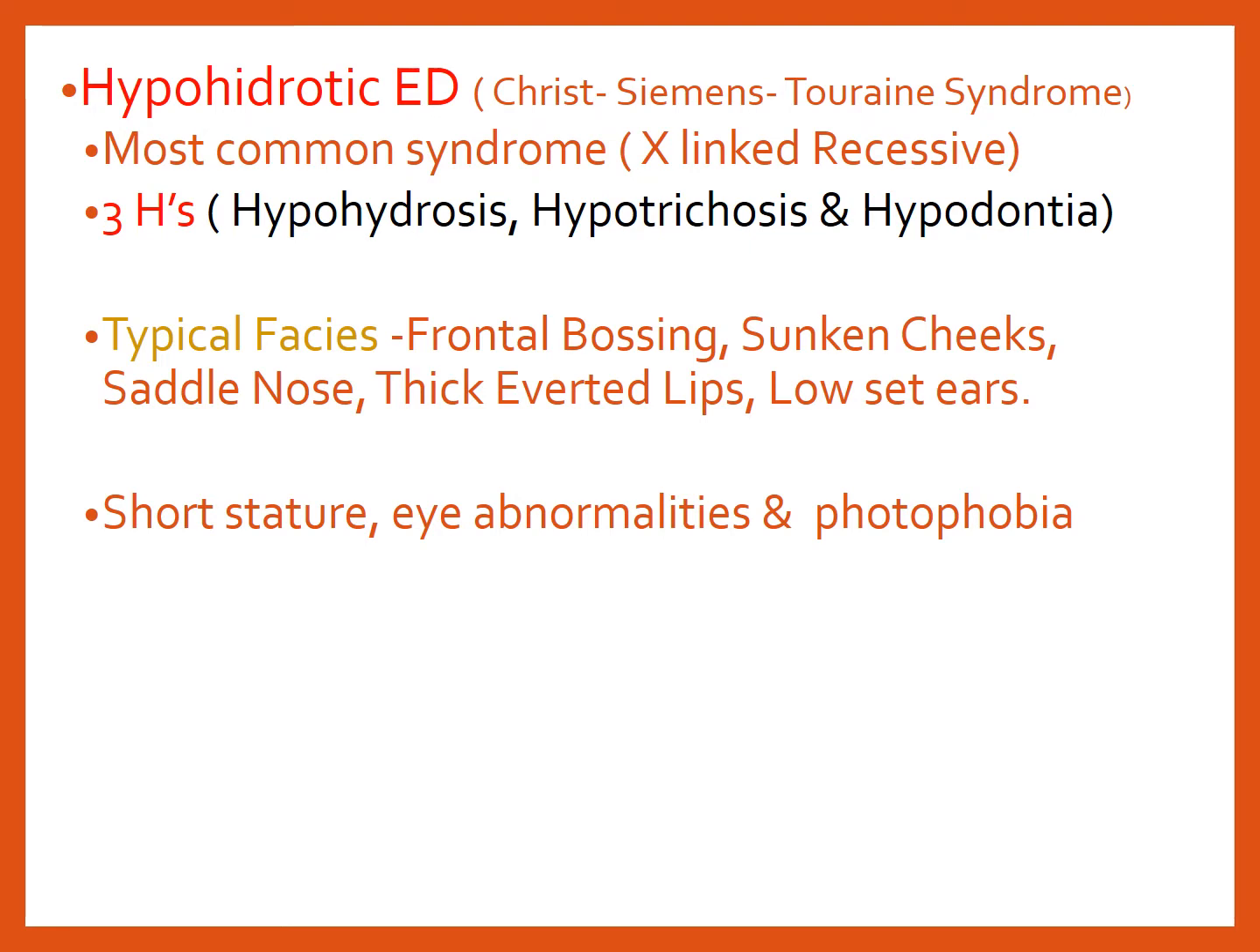It's the most common syndrome, which is X-linked recessive. It categorically has the three H's, which are hypohidrosis, hypotrichosis, and hypodontia. Hypohidrosis would mean lack of sweat glands. Hypotrichosis is lack of hair or hair follicles, and hypodontia is reduced dental development.